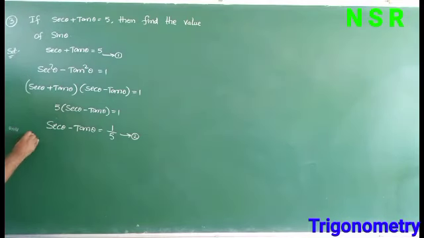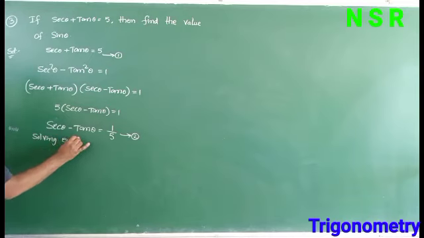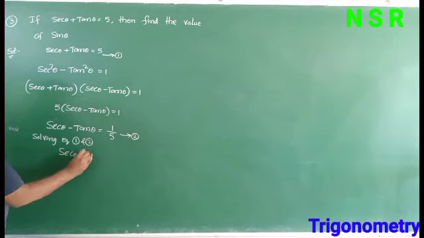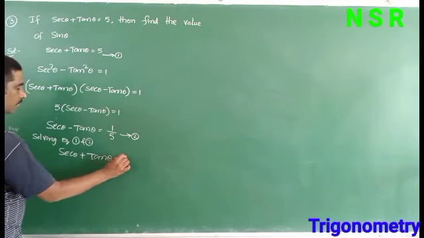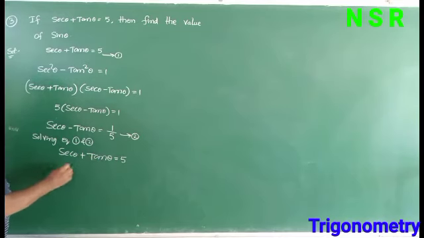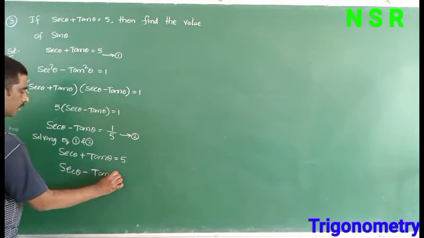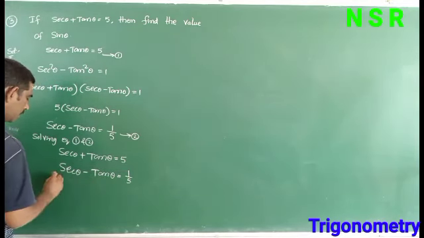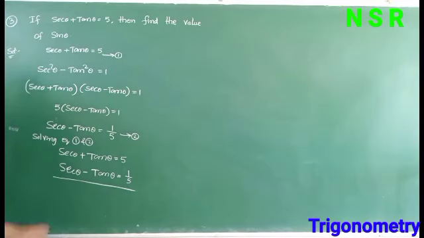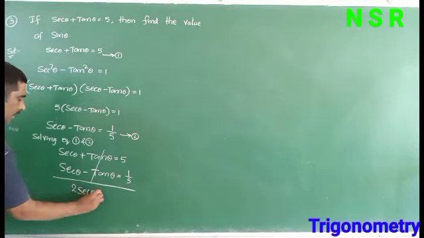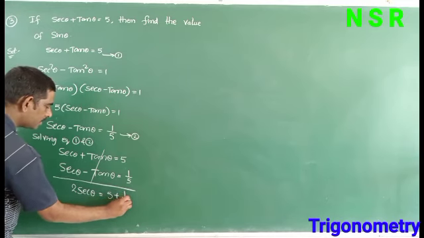Now solving equations 1 and 2. Equation 1 is secant theta plus tan theta equals 5. Equation 2 is secant theta minus tan theta equals 1 by 5. Now solve these equations. Here, plus tan theta and minus tan theta get cancelled, secant theta plus secant theta, we get 2 secant theta equals 5 plus 1 by 5.